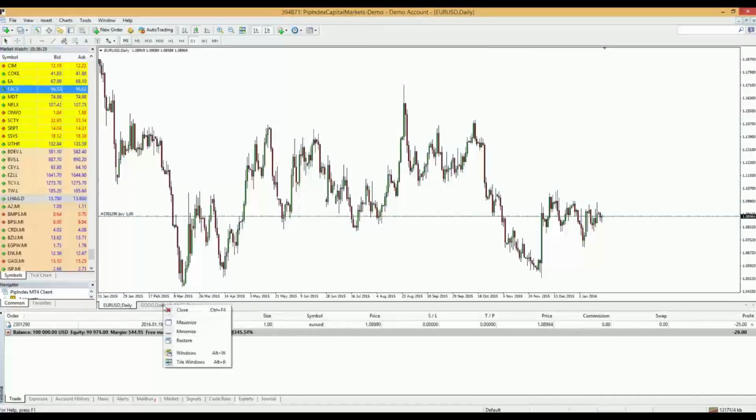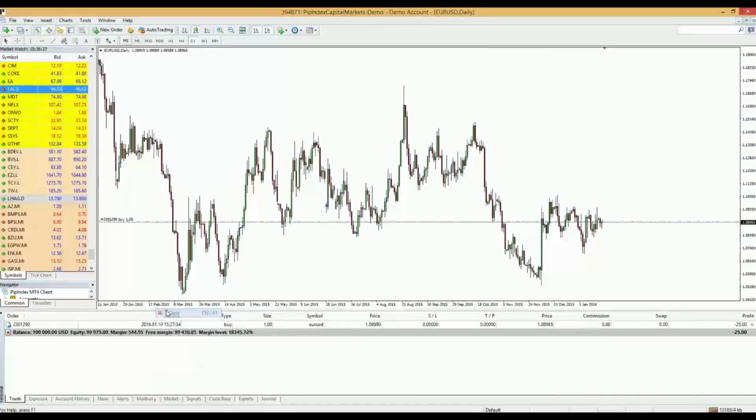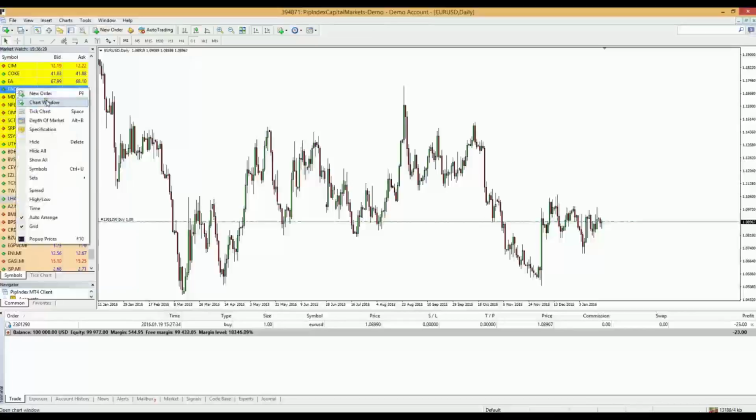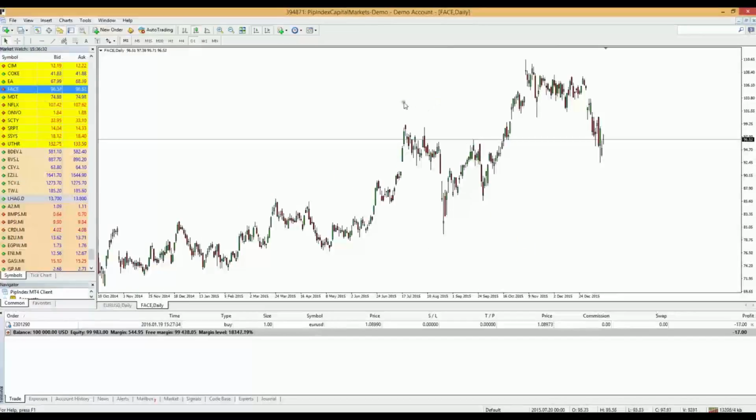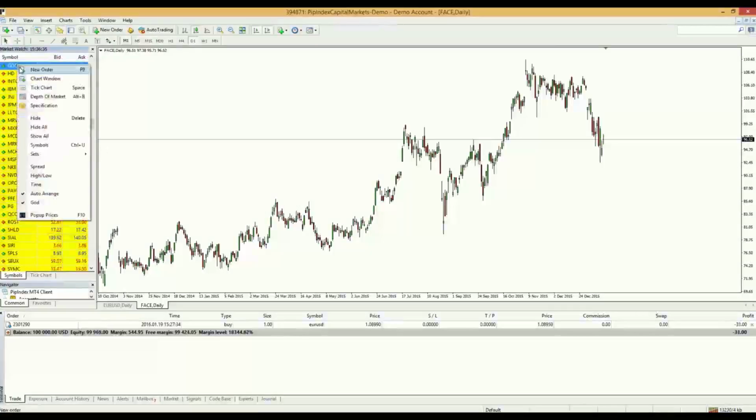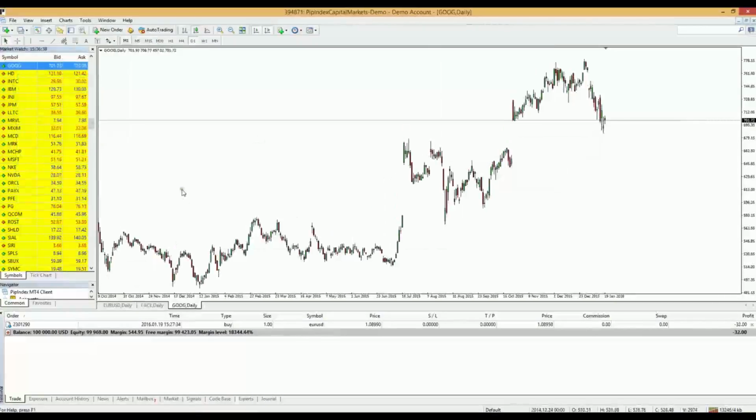Now let's close down, right click and close Google and Facebook. Okay, let's go back to Facebook, open it again. And now we've got something which is a lot more pleasing. Let's go back up to Google. Let's do the same. And lo and behold, it is indeed similar.